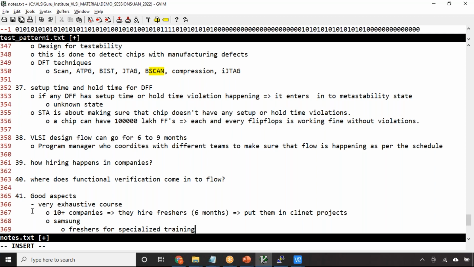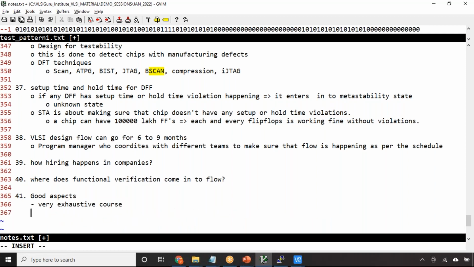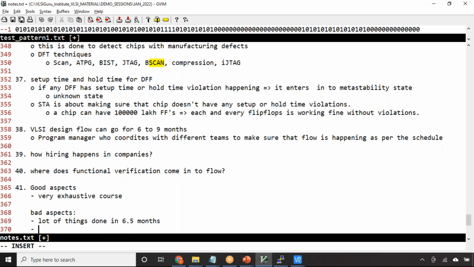Okay, that is to tell you that our course is a very exhaustive course. Now, what is the bad aspect? Things move very quickly. A lot of things are done in 6.5 months time, and the student needs to be focused, needs to be continuously focused. So what do I mean by a lot of things?